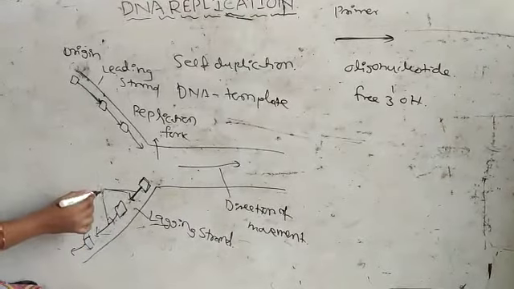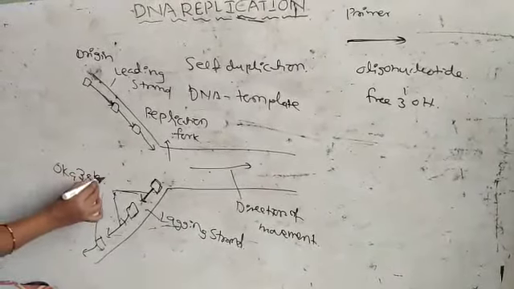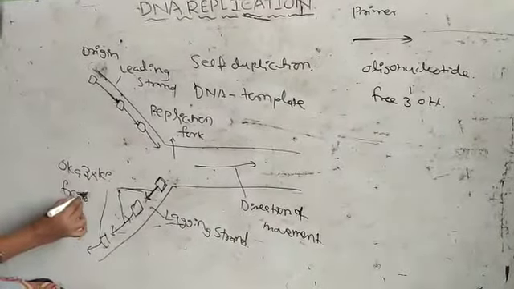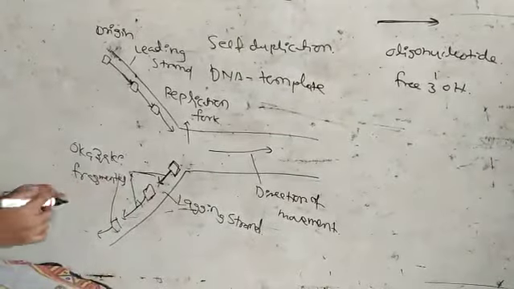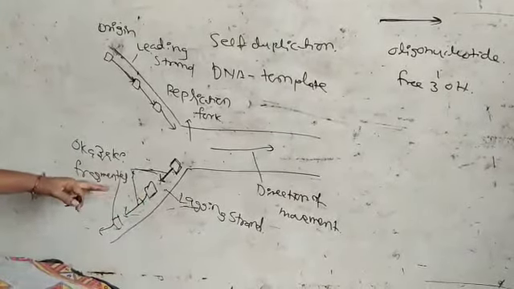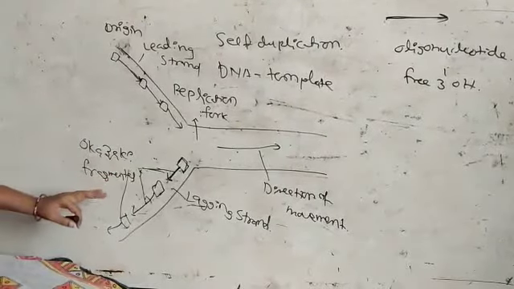These are called Okazaki fragments. These Okazaki fragments were first discovered by Reiji Okazaki, so that's why they are named Okazaki fragments.